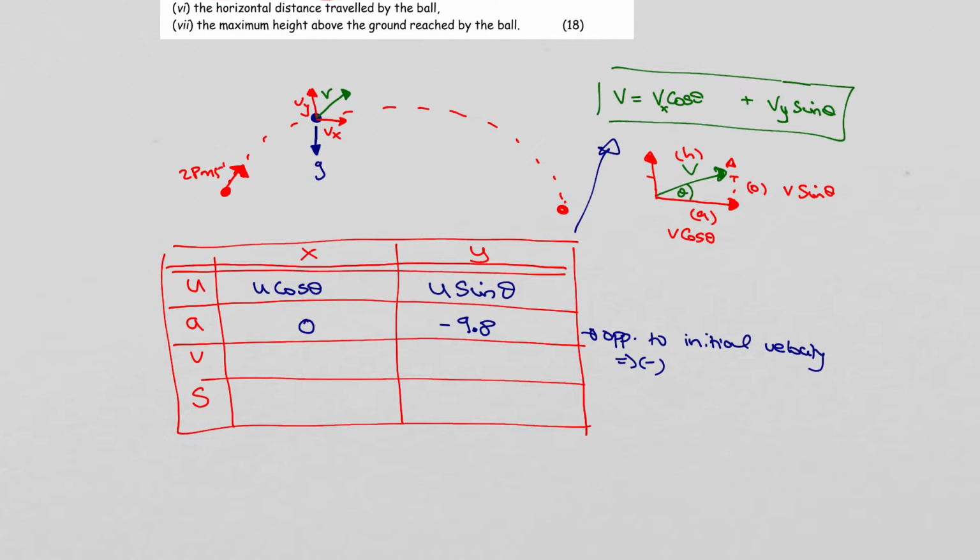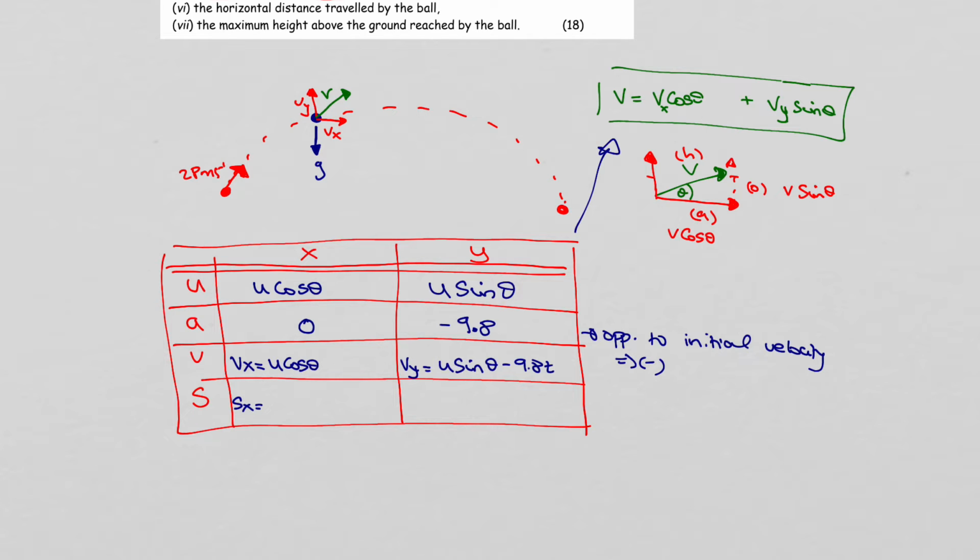Okay, we know that v is equal to u plus at, so velocity in the x direction is u in the x direction, which is u cos theta, plus at, well 0 times t is going to be 0. Velocity in the y direction is u sine theta minus 9.8 t.